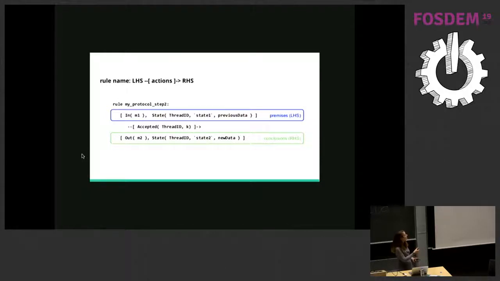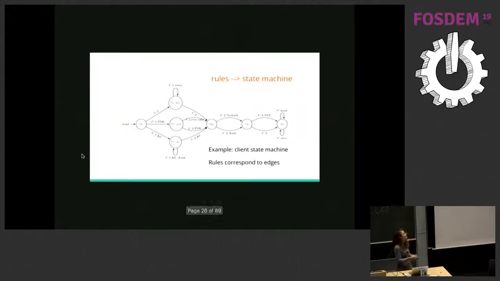And in this rule, we're spitting out some data with an out fact that goes to the network. And again, we're updating the state. This will then be consumed by the next rule. So this is how we transition state. Now, these things in the middle, these actions, they're not actually part of the transition, but they act as a log. So they tell us when something has happened, and we use them when we specify properties. Okay, so rules give rise to a state machine, and these edges correspond to rules.